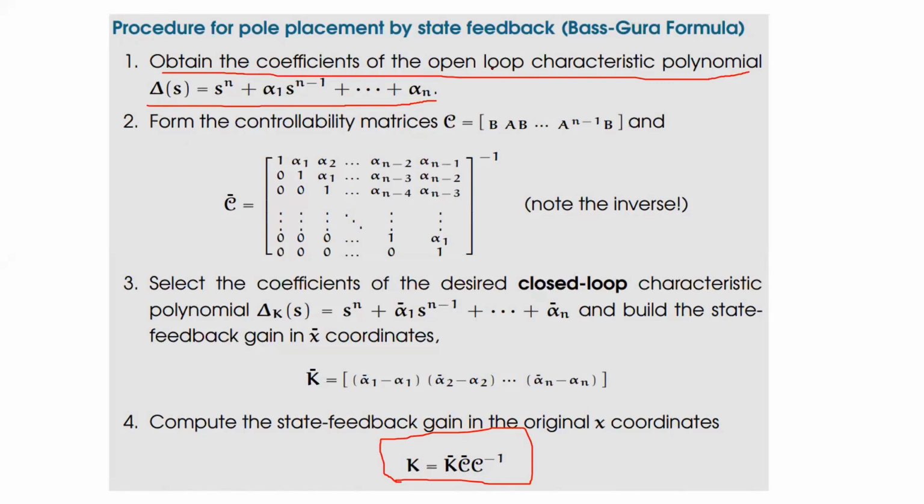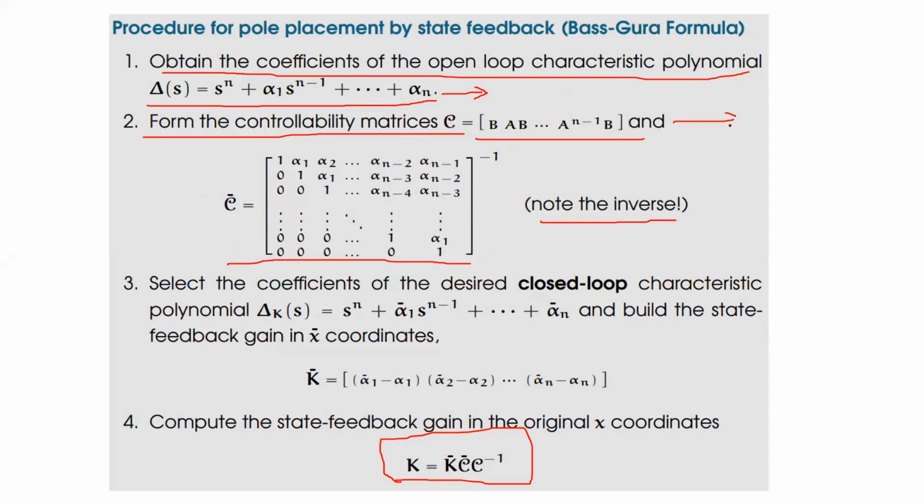What are the coefficients of the open loop characteristic polynomial? This open loop characteristic polynomial we can obtain from the state equation, because we already know the state equation. From that state equation, we have to find the polynomial. Next, from the controllability matrix, we have to find one matrix with respect to its inverse, which is called the model matrix. Note the inverse. What is this E? Generally, this is the controllability matrix.